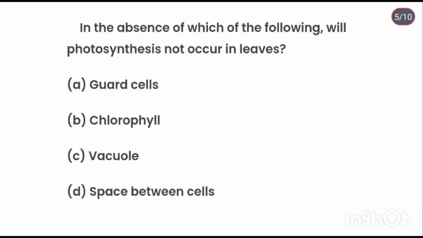Next question is: in the absence of which of the following will photosynthesis not occur in leaves? Right answer is option B, chlorophyll. The leaves have a green pigment called chlorophyll. It helps leaves to capture the energy of the sunlight. This energy is used to synthesize food from carbon dioxide and water.